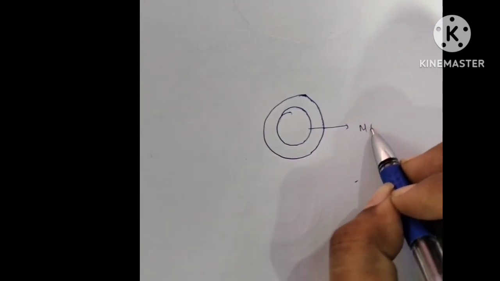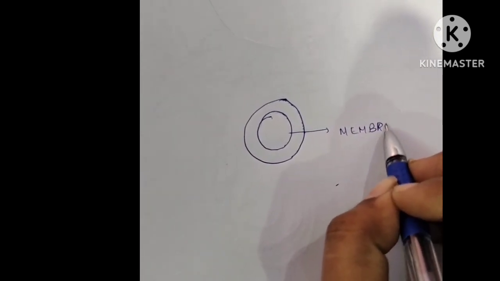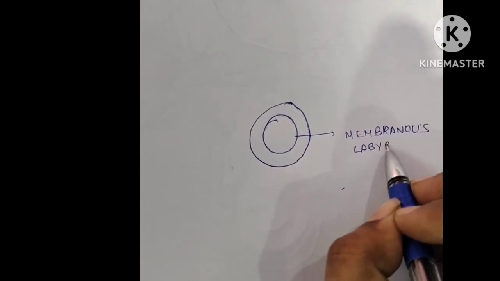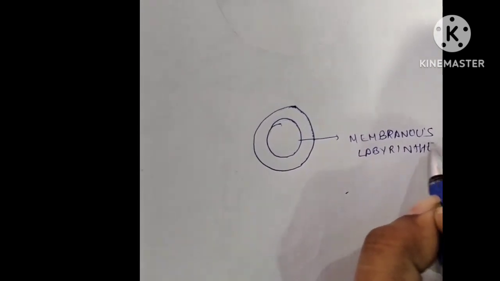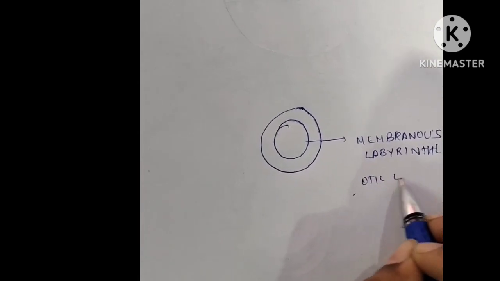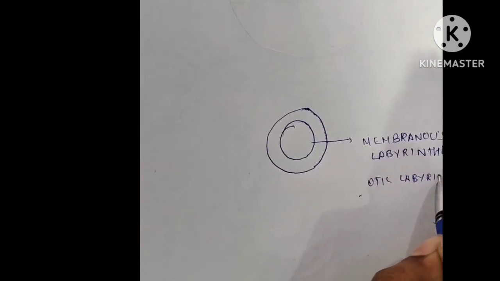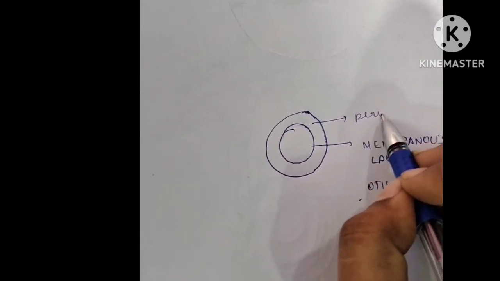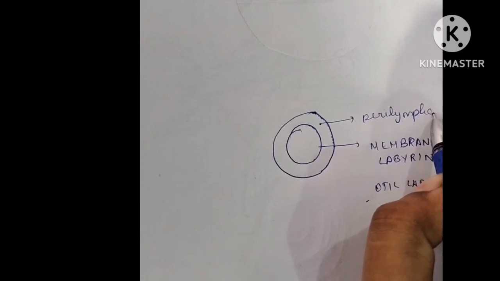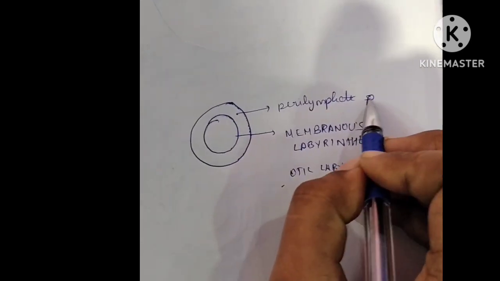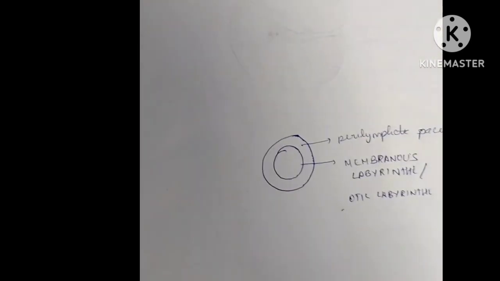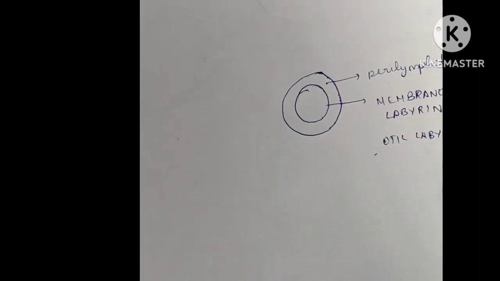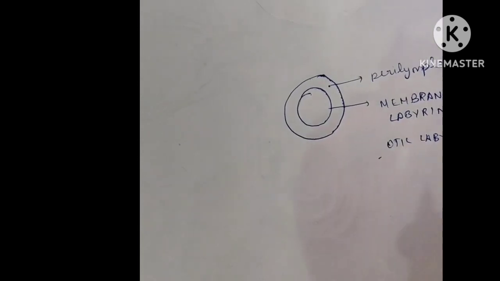So this is the membranous labyrinth, which is the innermost, and it is also called the otic labyrinth. Then this is the perilymphatic space. Now I am going to draw the third labyrinth, which is the outermost. This is the bony labyrinth or the otic capsule.